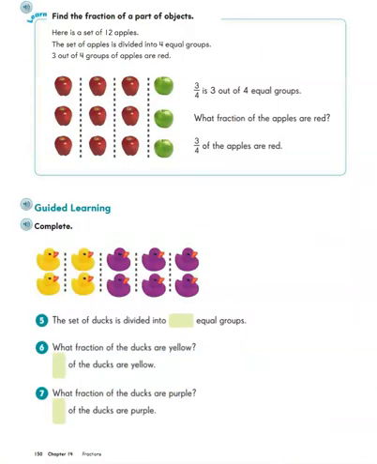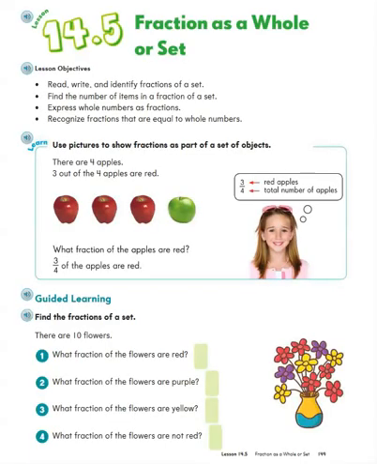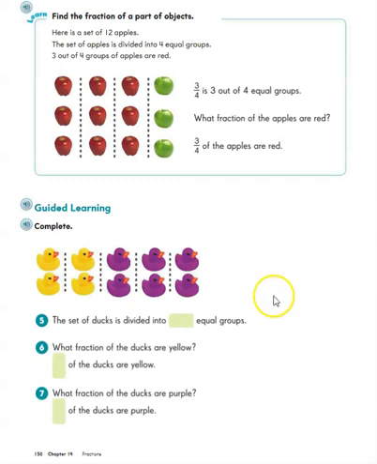Okay, so now we're going to find the fraction of a part of objects. So now we have a set of 12 apples, and they've been divided into 4 equal groups. And it looks like 3 out of 4 of those groups are red. So let's look back at our apples on the first page. Remember we had 1, 2, 3 apples out of a total of 4, and so we had 3/4 that were red. So looking at the apples on this page, we still have 4 total groups.